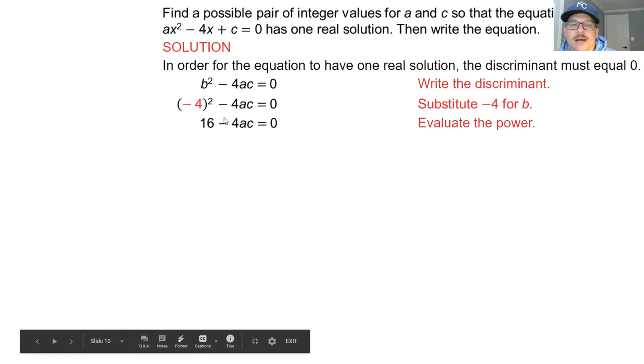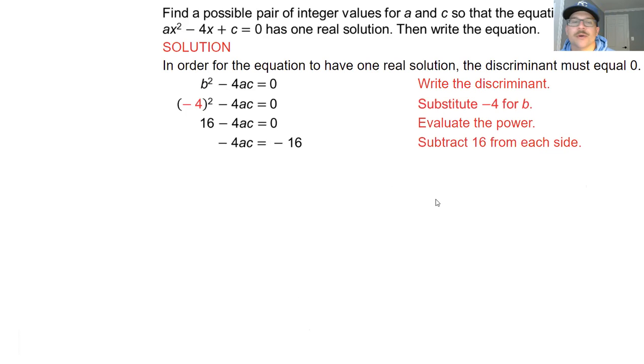So that gives us +16 minus 4 times AC to equal 0. And then what we're going to try and do is get A and C by itself. So we're going to move the +16 over to both sides, then divide by -4. So we know that any two numbers that multiply to equal +4 will give us exactly a discriminant that equals 0.